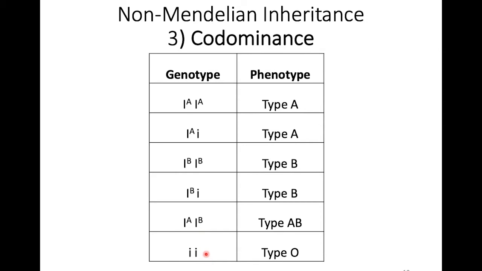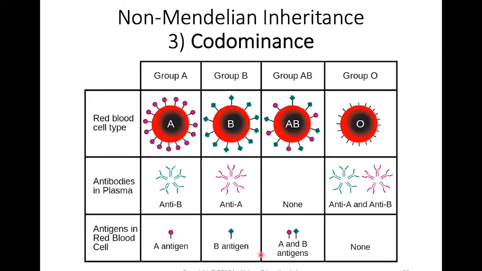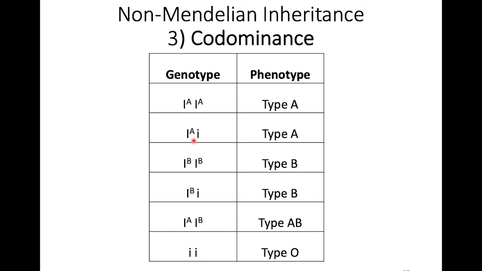All right, and so with type O, remember type O blood, we don't have any antigens on the surface of our red blood cells. And remember, both A and B are dominant over the lowercase i. So you have to have 2 copies of this third allele, which codes for no antigen to be produced, in order for yourself to be type O.